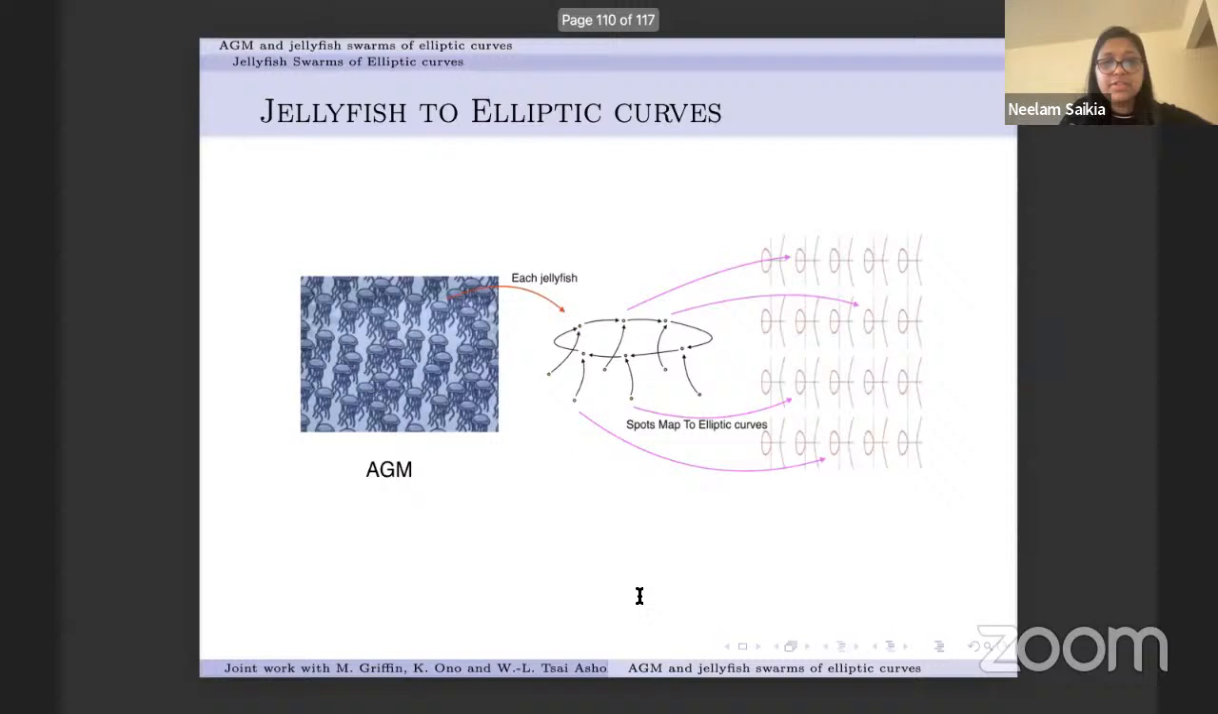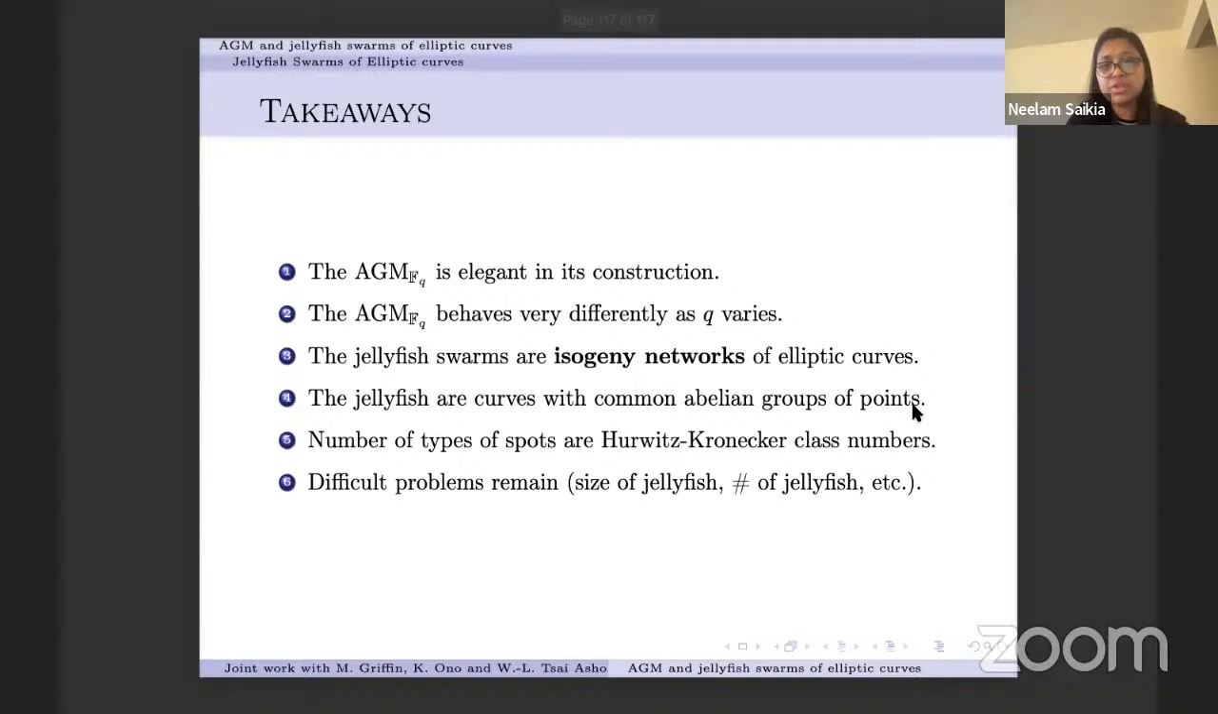This is the main thing that we obtain: we make jellyfish, and then we use this as a device to obtain some isogeny network of elliptic curves. These are some difficult problems that we could study in future, like the size of a jellyfish, how many nodes there are, to get an upper bound or maybe a lower bound, and the number of jellyfish. Thank you so much.